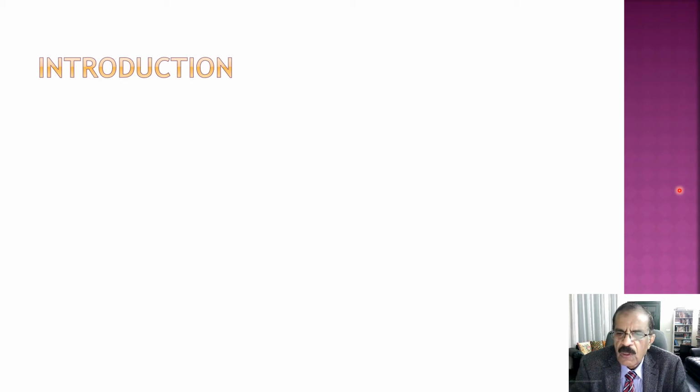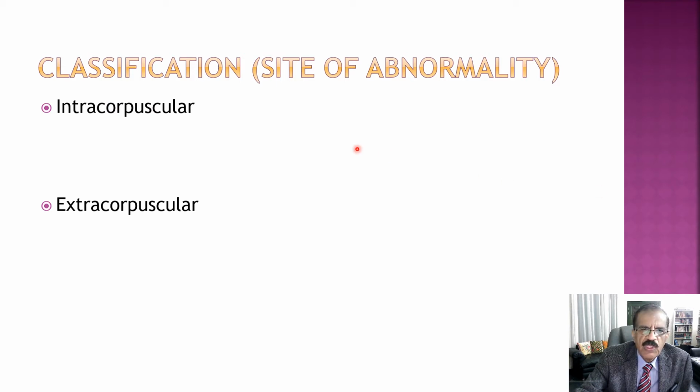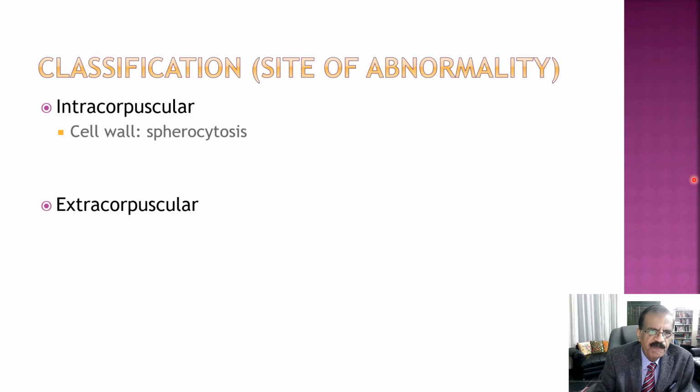The causes are many and their understanding is very important to reach the proper diagnosis. The classification of hemolytic anemias can be based on site of abnormality and also on other parameters. If you consider the site of abnormality, it could be intracorpuscular, obviously meaning that the problem is on or within the RBCs, or it could be extracorpuscular, where there is hemolysis but the RBCs are actually normal. There are many types and subtypes.